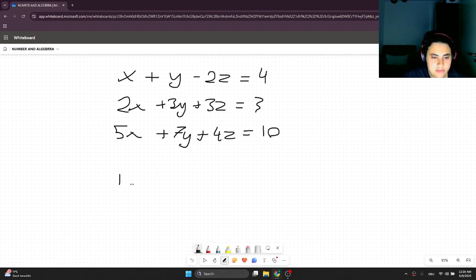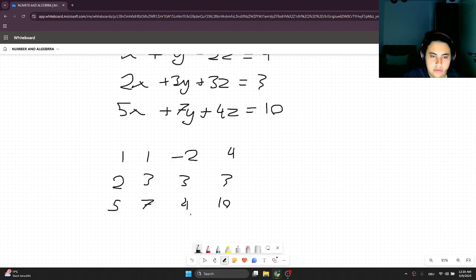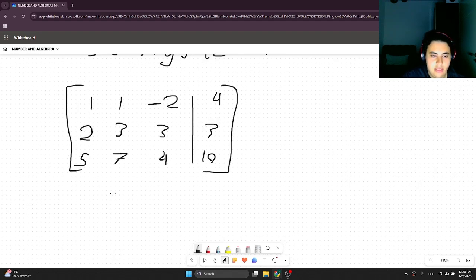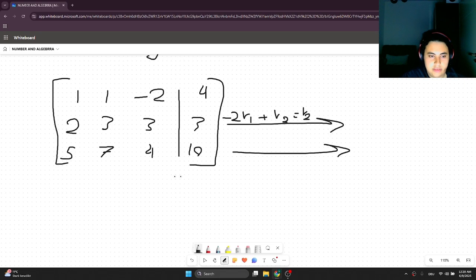Now let's set up the matrix system. So we have 1, 1, negative 2, 4. We have 2, 3, 3, 3. We have 5, 7, 4, 10. Okay, good. Vertical line, brackets to close it off, and this is our official matrix system. How are we going to do this? It's going to be negative 2 R1 plus R2 to get the new R2. For this one, it's going to be negative 5 R1 plus R3 is equal to the new row R3.